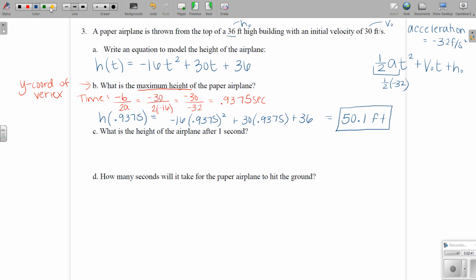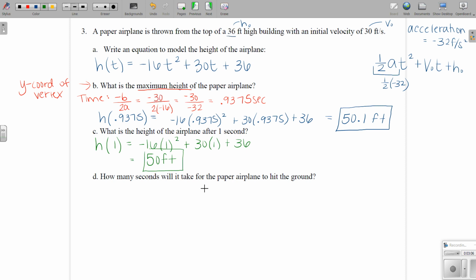Part C, what is the height of the airplane after 1 second? You're going to evaluate h of 1. So doing negative 16 times 1 squared plus 30 times 1 plus 36, and following order of operations there, you're going to get 50 feet. Okay, so 50 feet off the ground after 1 second.